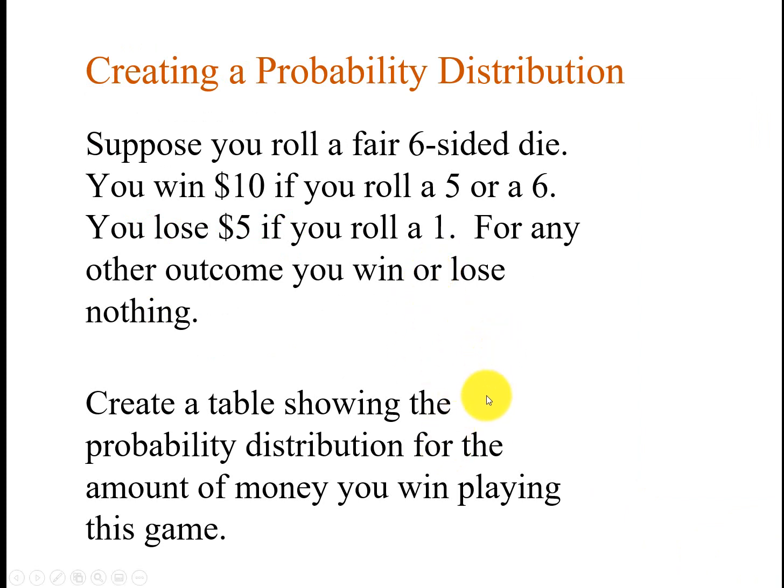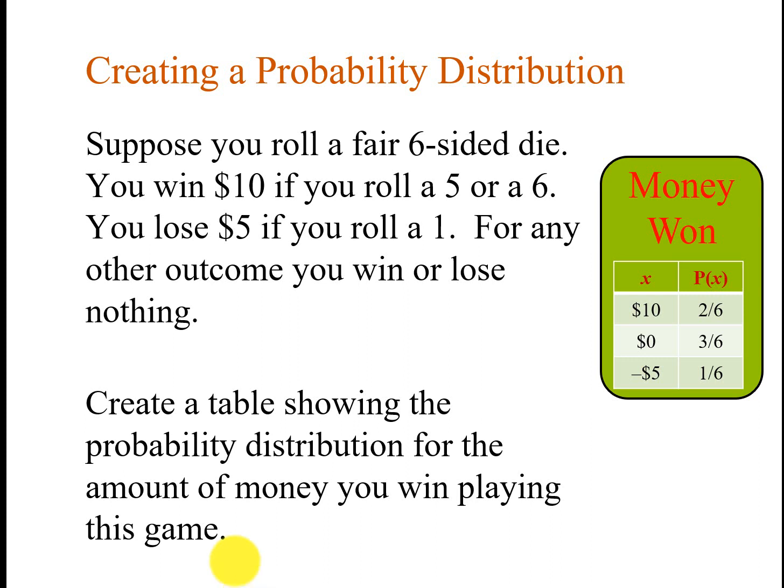So creating a probability distribution, you roll a fair 6-sided die. You win $10 if you roll a 5 or a 6. You lose $5 if you roll a 1. And for any other outcome, you win or lose nothing. So please pause the video and create a table showing the probability distribution for the amount of money you win playing this game.